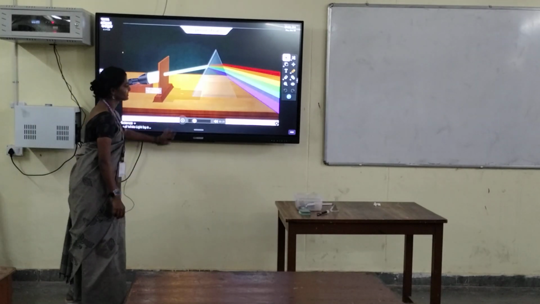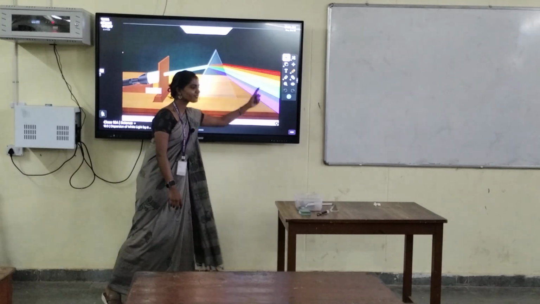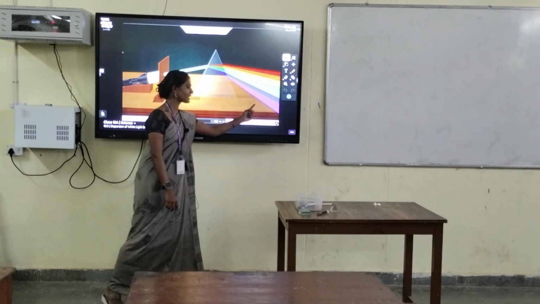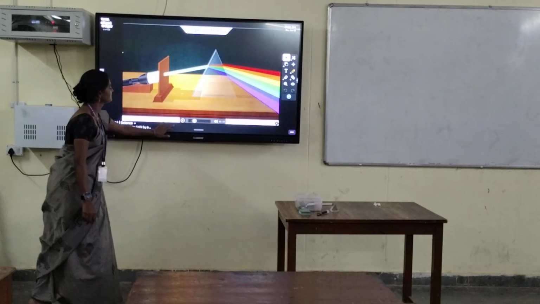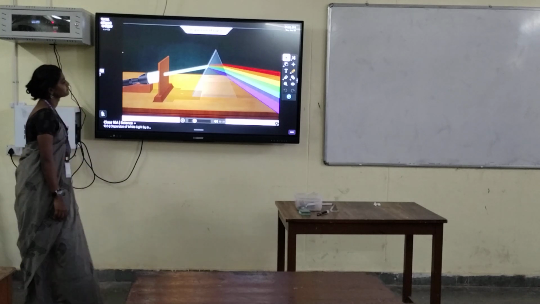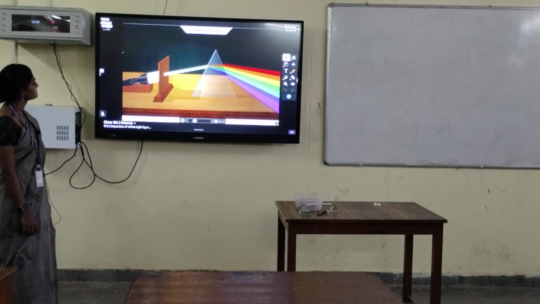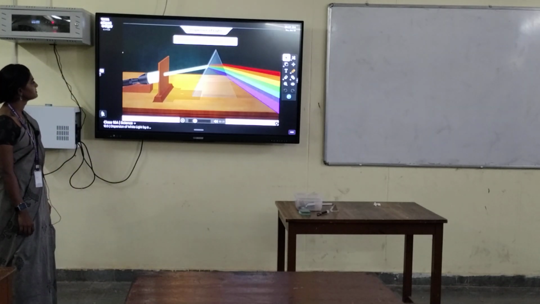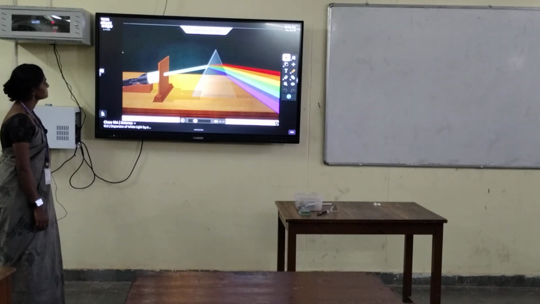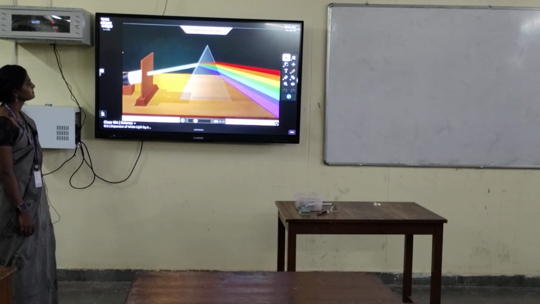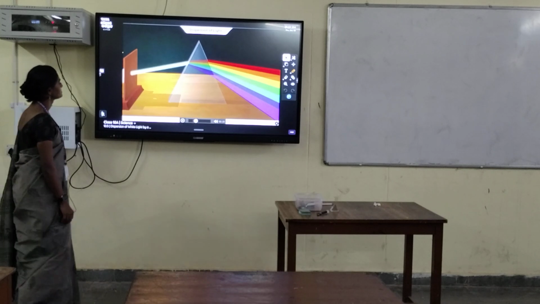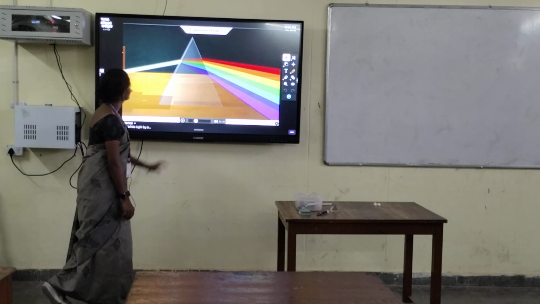Amazing, isn't it? So what is this band of colors here called? Spectrum. Newton was the first one to realize that a wide ray of light, such as sunlight, is composed of different colors. When white light enters the prism, it gets refracted, producing 7 different rays of colors.